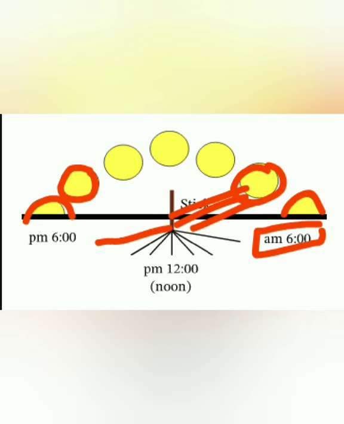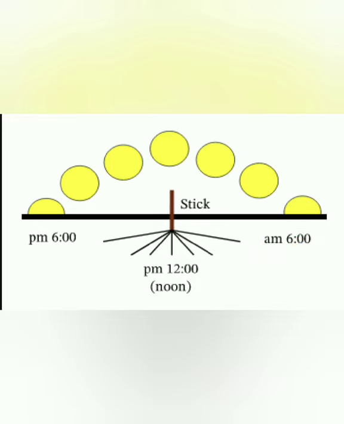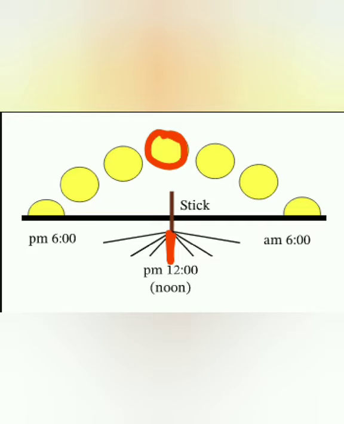But in the noon time, it is just straight above the head here. So it forms the shortest shadow during the noon. So the shape of a shadow depends on from where the light is falling.